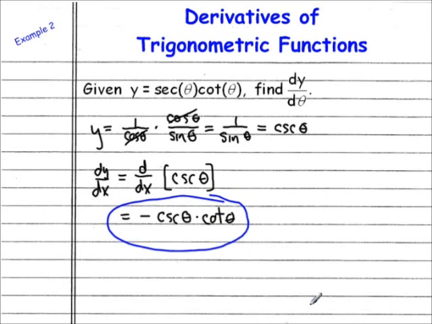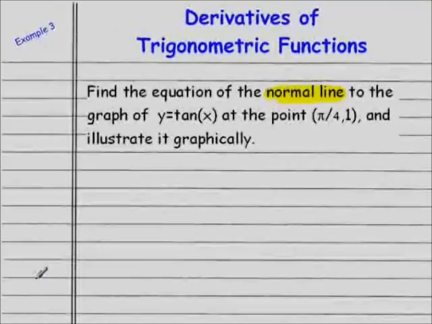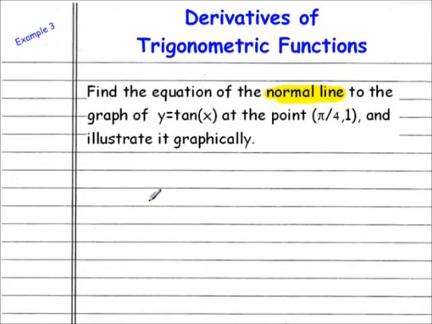Okay, well, we'll get ready to look at the next problem. This is an interesting question and problem. Find the equation of the normal line to the graph of y equals tangent x at the point pi over 4, 1, and illustrate it graphically.